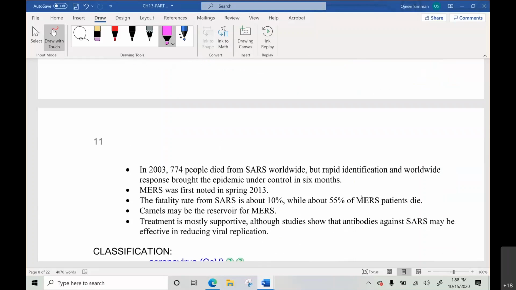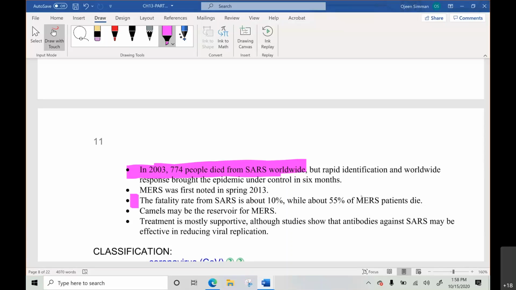In 2003, about 700 people worldwide died from SARS. We got lucky because it was brought under control. The mistake that we made at that time is that the public health people did not make a drug or a vaccine against this one. It could have actually helped us right now.